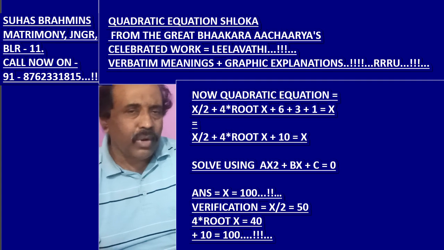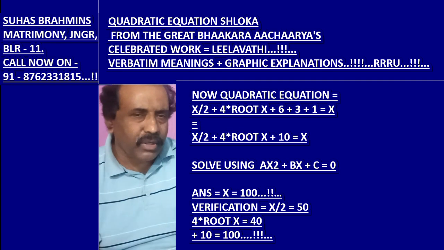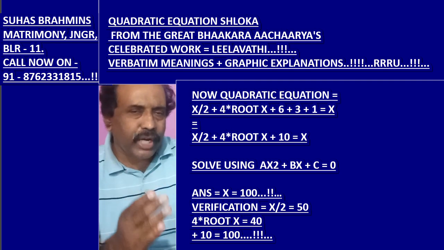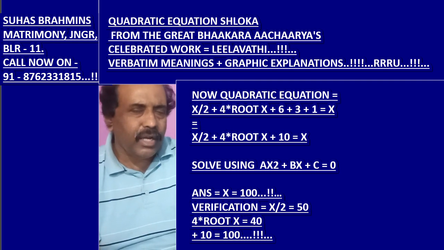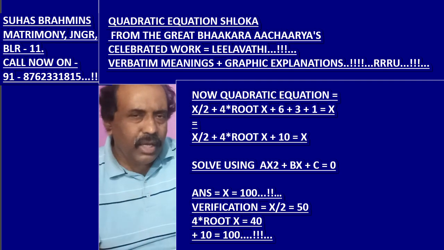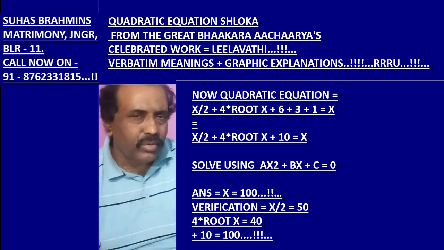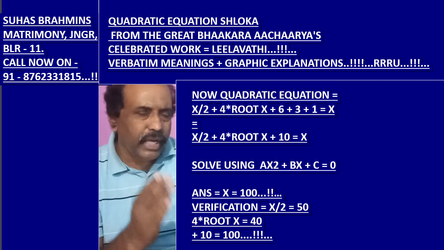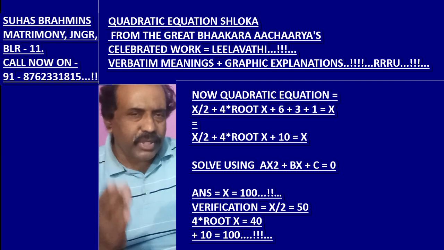So what is the equation we are getting now? x by 2 plus 4 root x plus 10, that is 6 plus 3 plus 1. Got it, my dear friends? x by 2 to ward off the flurry of arrows shot by Karna towards Arjuna in mid-air, then 4 times root x used to kill the horses of Karna's chariot, then 6 used to kill Shalya, his charioteer, 3 used to chop off his umbrella, flag and bow, and the final one used to kill him. So totally x by 2 plus 4 root x plus 6 plus 3 plus 1, that is x by 2 plus 4 root x plus 10 is equal to x.